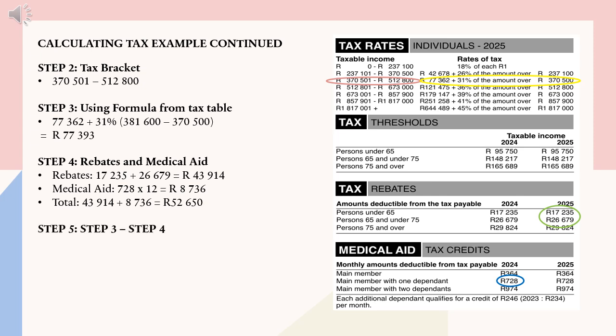For step 5, we will take the answer in step 3 and subtract step 4's answer. So that is 77,393 minus 52,650 is equal to 24,743 Rand per year. We need to calculate the amount of tax for the month, so we will take 24,743 divided by 12 equals 2,061.92 Rand. So that is our step-by-step calculation when calculating tax.